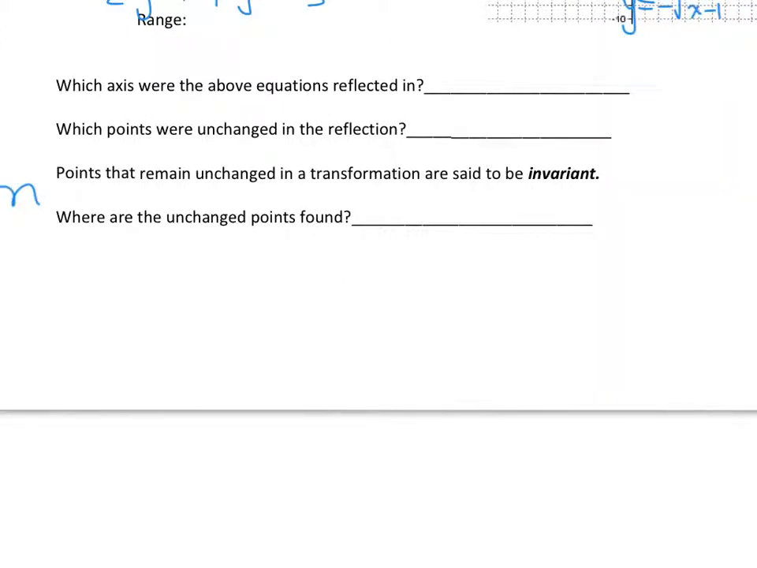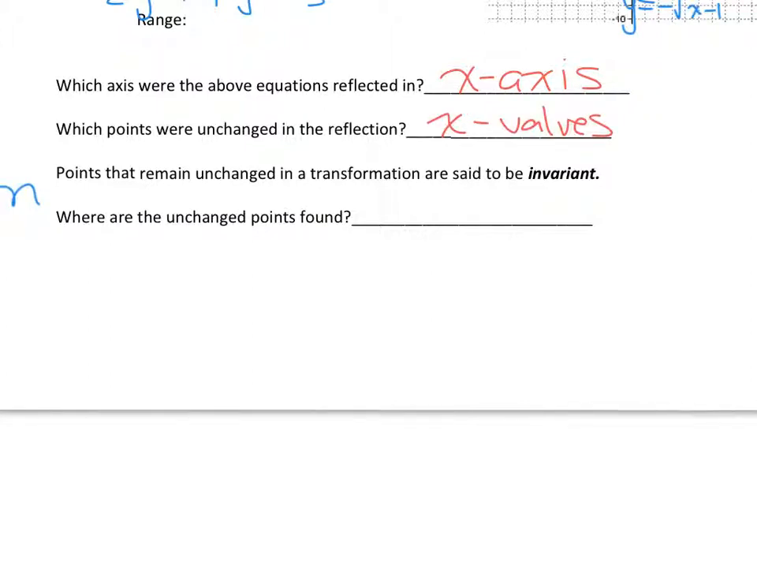So some summary questions here. Which axis were all the above equations reflected in? And if you recall, they were all reflected across the x-axis. And the points that were unchanged in the reflection were the x values. It was only the y values that were changing.